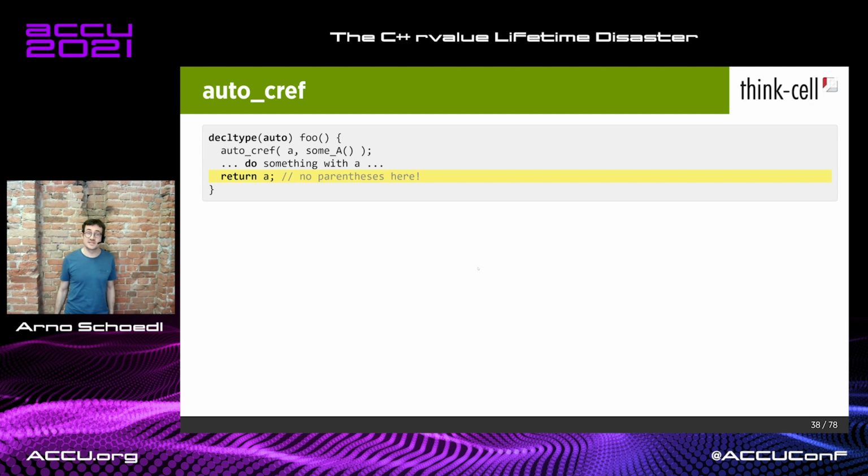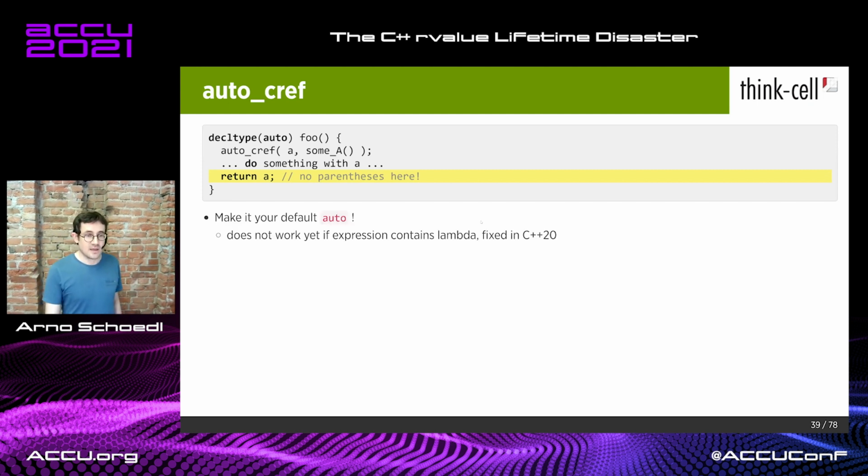If you use parentheses, then what you're getting is not the declared type of a variable, but the expression type. And the expression type here would actually be an lvalue reference, even if A is a value. So it's one of these other pitfalls of C++, whether you write decltype with double parentheses or a single parentheses. So yeah, no parentheses here. We make autocref our default auto.